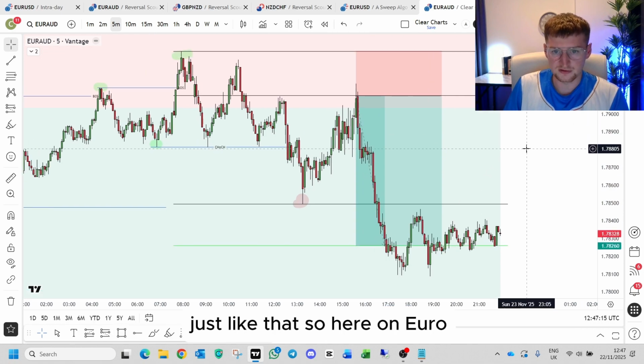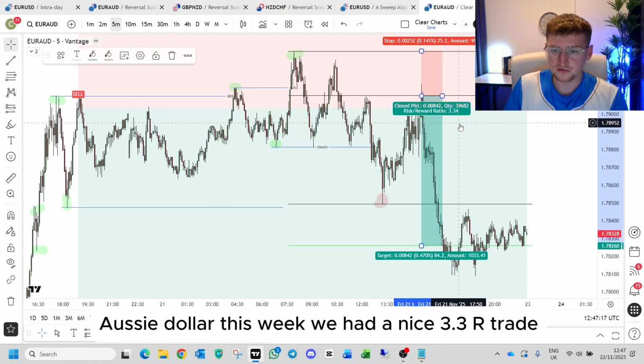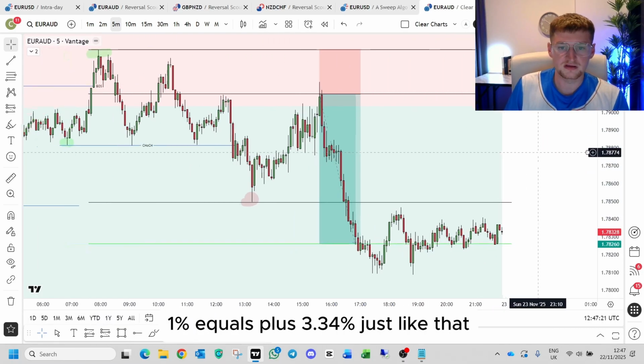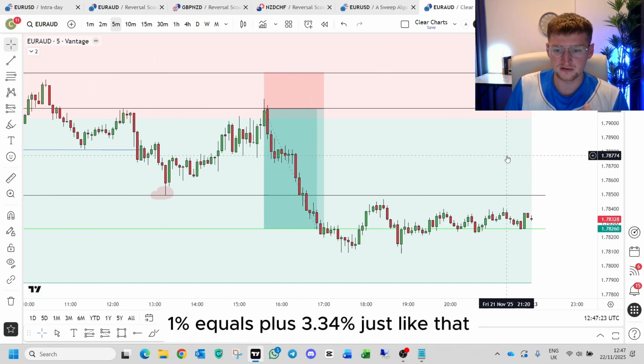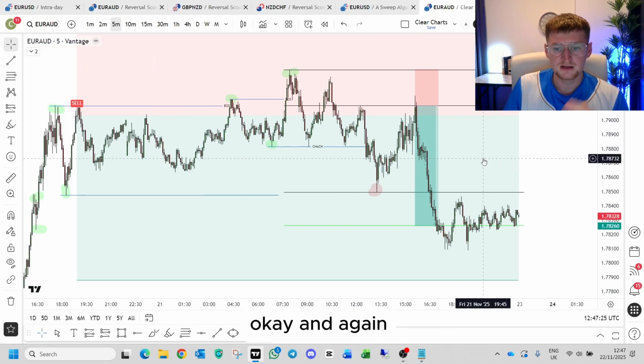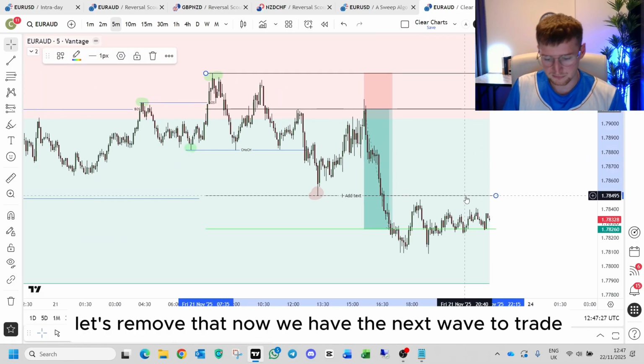And then we catch this down to the 27% fib extension, just like that. So here on Euro Aussie dollar this week, we had a nice 3.3R trade. 1% equals plus 3.34%, just like that. Okay, and again, let's remove that.